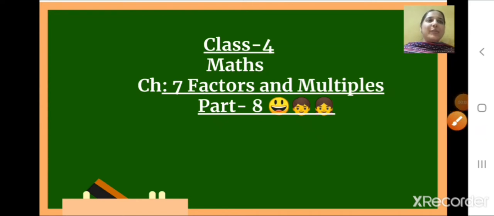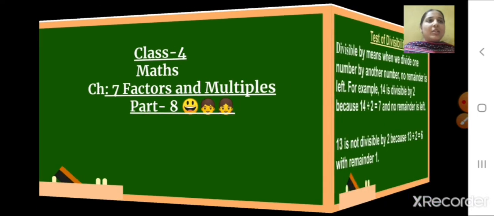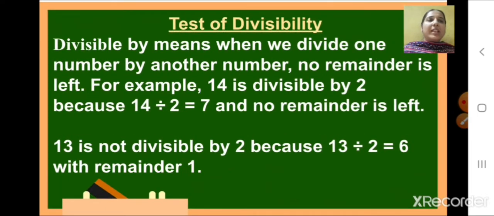So let's continue chapter number 7, factors and multiples. Children, today we will see test of divisibility. Now, before we start, what do you mean by divisible by? Yes, divisible by means when we divide one number by another number, then no remainder is left.